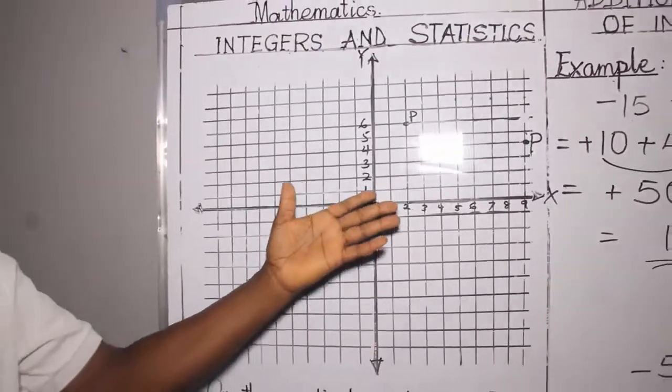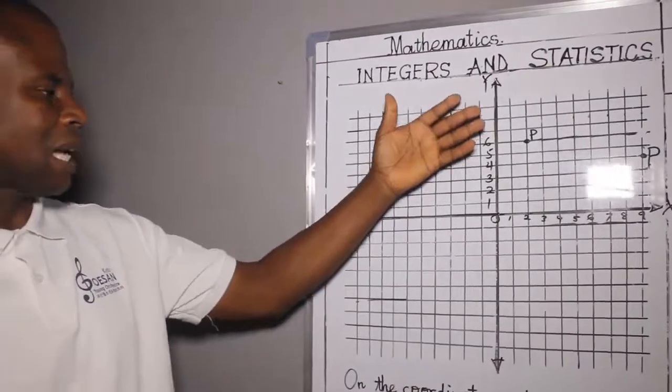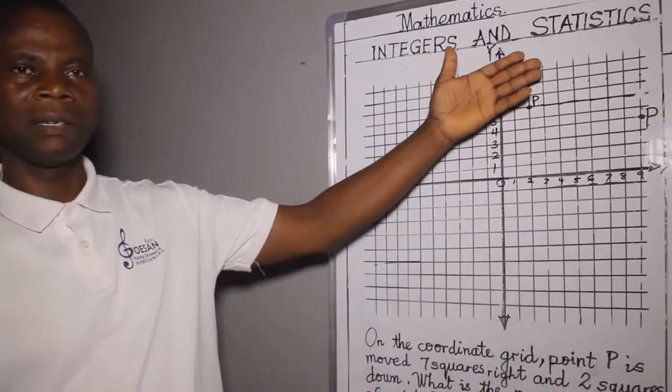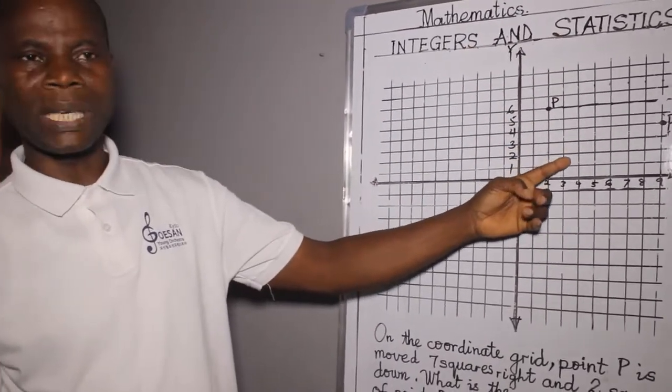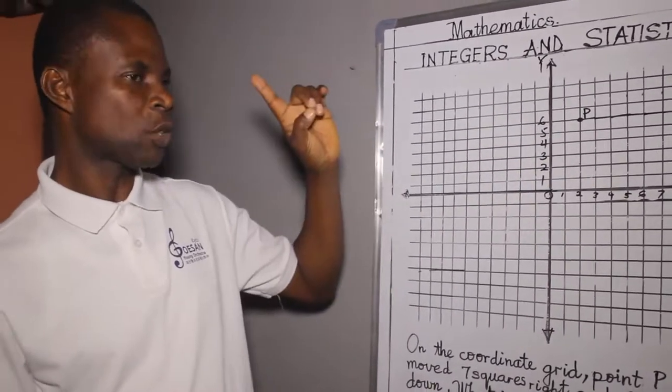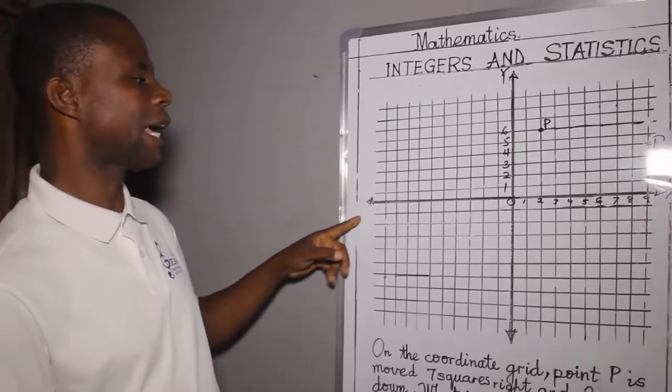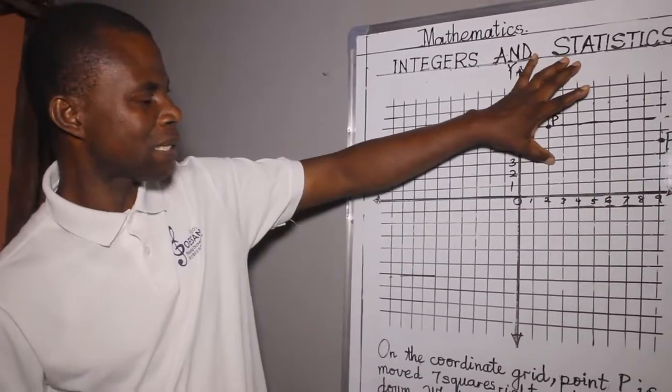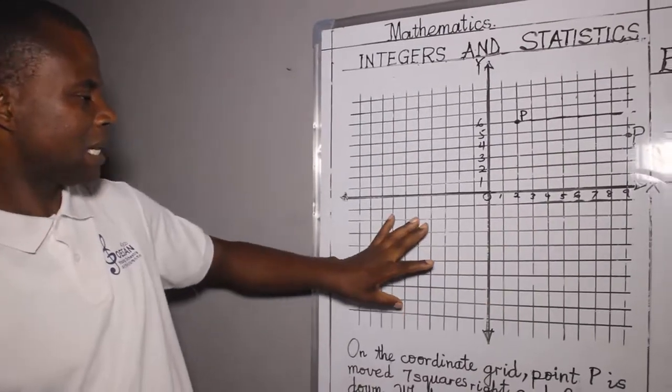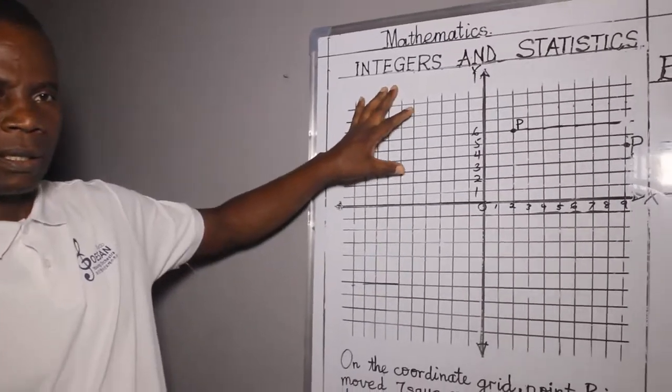So this is how to solve questions when it has to do with coordinate points. And as I told you earlier, points here are negative. And I told you it's first quadrant, second quadrant, third quadrant, and the fourth quadrant.